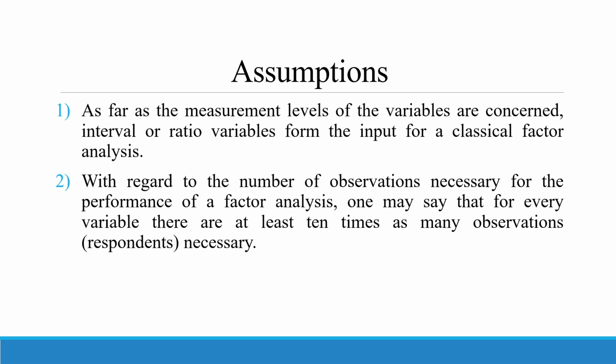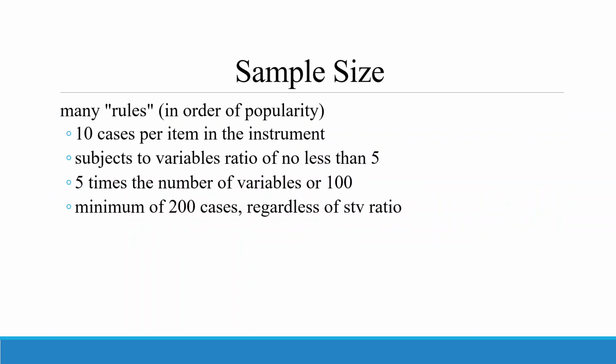There are some assumptions of factor analysis which we'll have to follow. The first assumption, as far as the measurement level of the variables is concerned: interval or ratio variables form the input for a classical factor analysis. With regard to the number of observations necessary for the performance of factor analysis, one may say that for every variable at least 10 times as many observations are necessary. For example, for one statement, you require a minimum of 10 observations. So if you have 5 statements, a minimum of 50 observations are necessary.